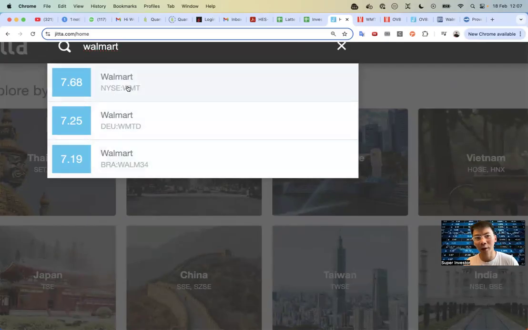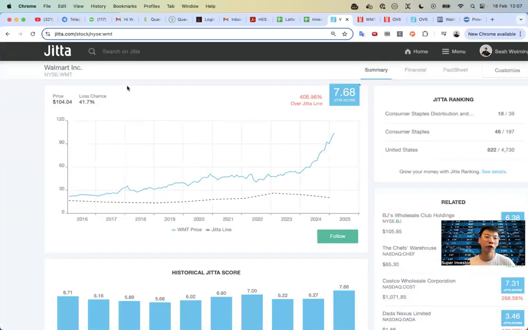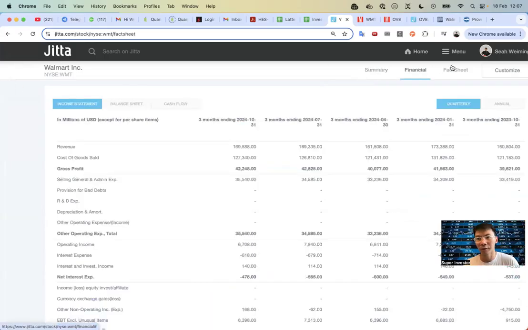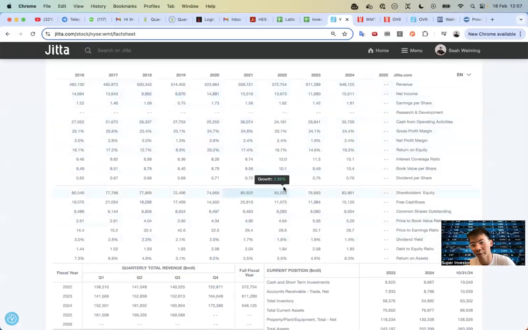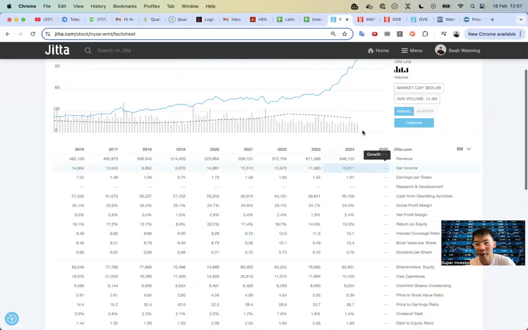Another thing you will take note of is they are listed in various exchanges. I'm going to go for the New York Stock Exchange, but you can choose another stock exchange if, let's say, you are watching from that particular country and it's more tax efficient, or there's more advantage if you buy from there. So now I'm here at Walmart. You can see summary, financial, fact sheet. I'm going to go to the fact sheet, and this is not default. This is a fact sheet that I've customized. So let me show you how to customize it.